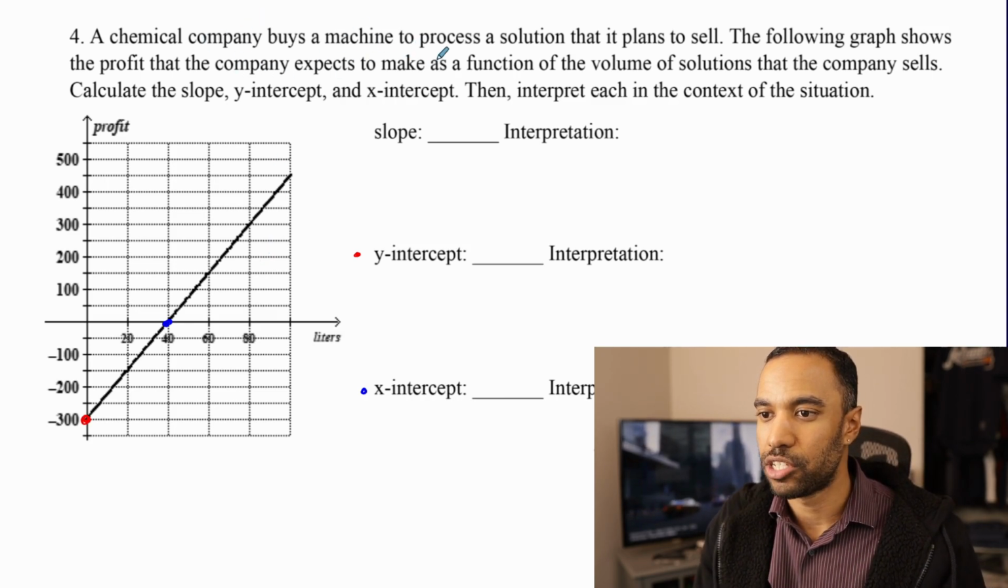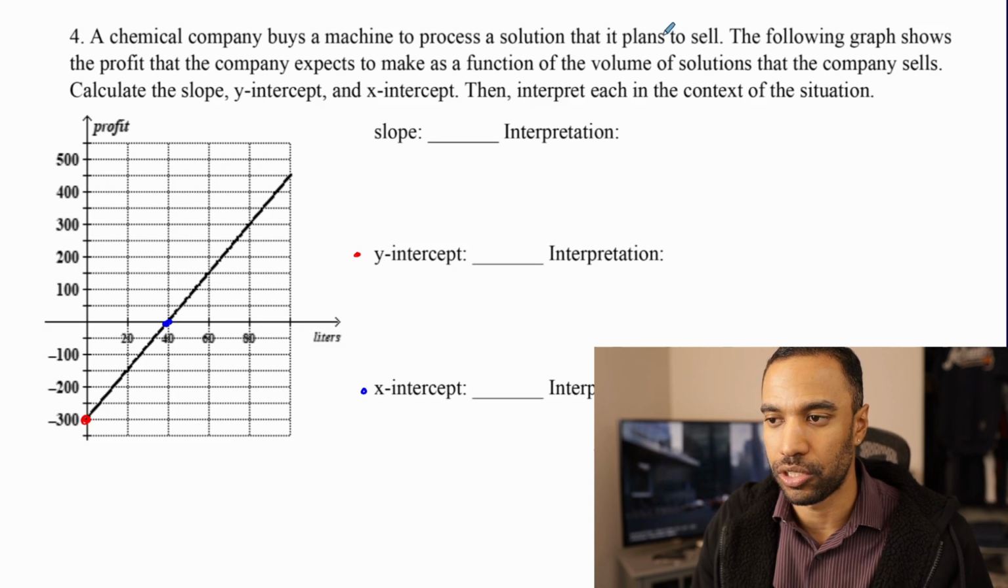A chemical company buys a machine to process a solution that it plans to sell.